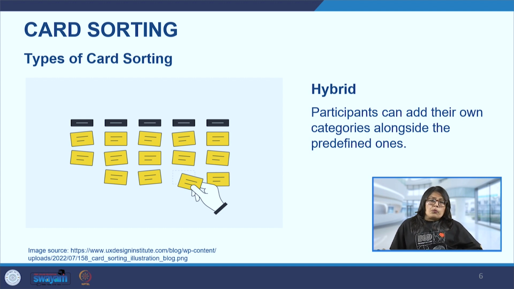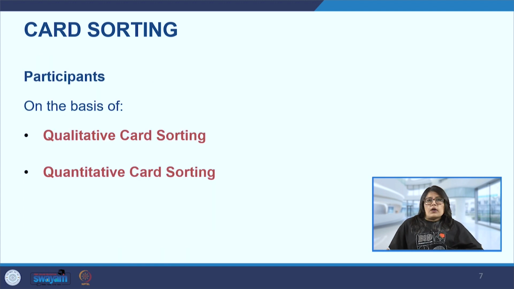This is more appropriate to use when the researchers already have some established categories, but would also like to see the target group's thought process, what kind of categories they would come up with. So this is more appropriate in those situations. Now card sorting can be conducted in 2 ways: qualitative card sorting and quantitative card sorting. The number of participants we recruit will vary depending on whether we are conducting qualitative or quantitative card sorting.